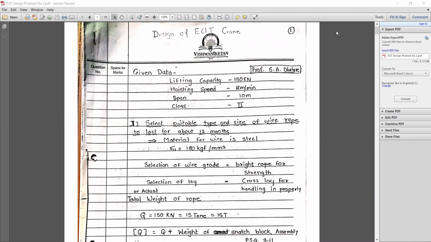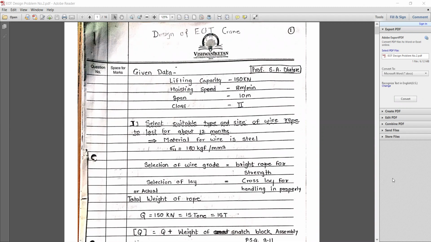Hello everyone and welcome back for a lecture. Previously we have seen one design of EOT. In today's lecture we will discuss another example of design of an EOT crane. Okay, so let's see the given data.